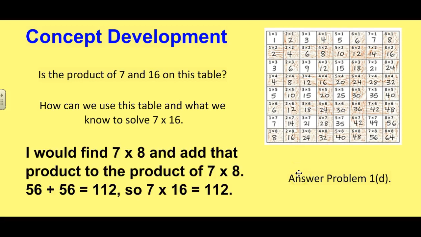If it were me, I would have found 7 times 8 and add that product to the product of 7 times 8, because you could have broke your 16 into 8 and 8. So when I'm looking over here, I see that 7 times 8 is 56. So if I take 56 plus 56, it will give me 112. So that tells me that 7 times 16 is 112. So you can use this table to help you figure that out. So now you can go ahead and answer 1D on your problem set. Push play whenever you're ready to check your answer.